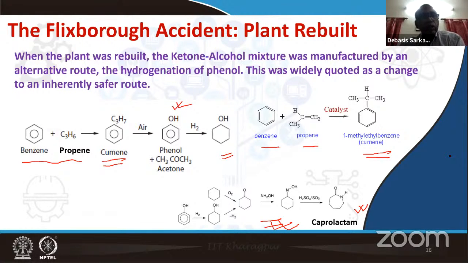So this was widely publicized as an inherently safer route. And after the accident at Flixborough in 1974, when they later rebuilt the plant, they actually adopted this inherently safer route, much safer compared to the previous reaction route. We have also seen that in the case of the Bhopal gas tragedy, there was also an alternate route, and the production of that intermediate methyl isocyanate could have been avoided.